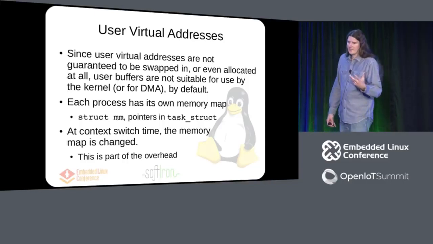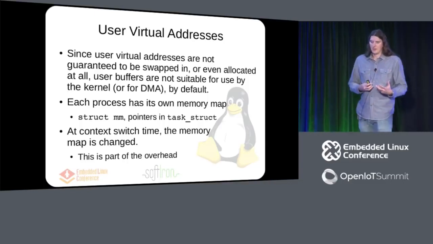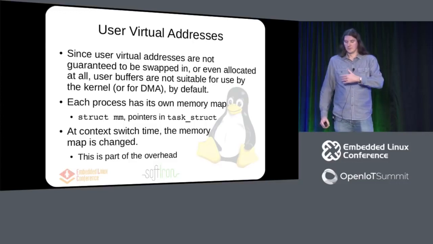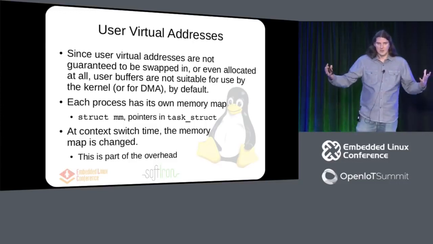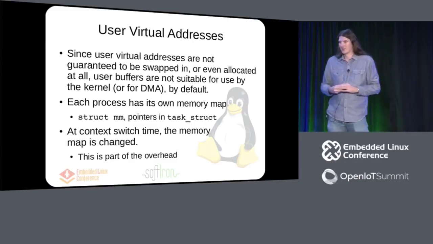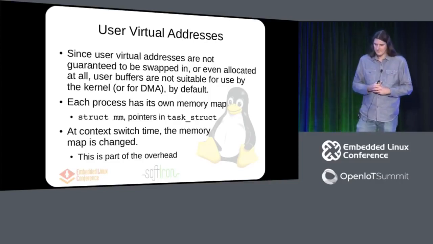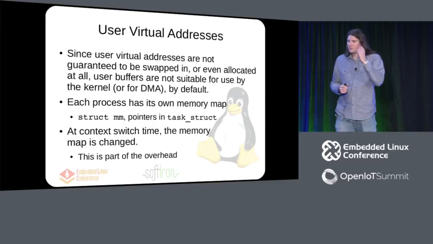Since user virtual addresses are never guaranteed to be swapped in or even guaranteed to be allocated at all, user buffers are not suitable for use by the kernel. So you can't allocate memory in user space and pass it into the kernel to be used as a DMA buffer by default. Each process has its own memory map.